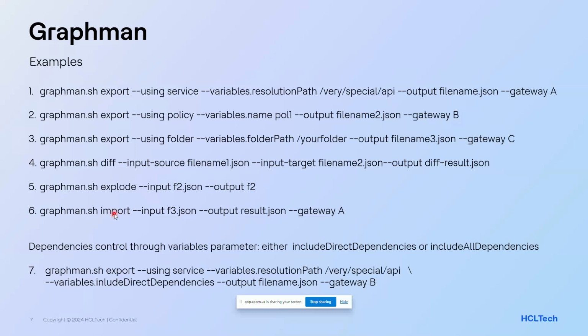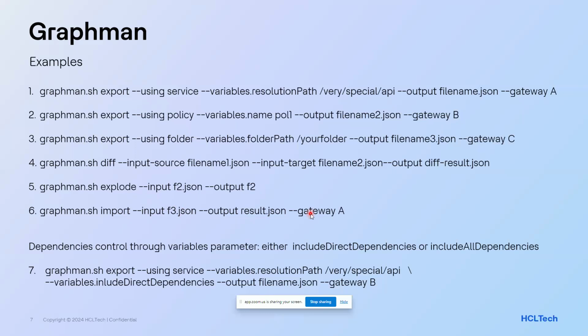The import command looks simple as well. You just say, well, I have this bundle to be imported. An output gets written, which tells you exactly what has been done for each resource entity in your input bundle. And again, a gateway specifier for the target gateway you want to import to.